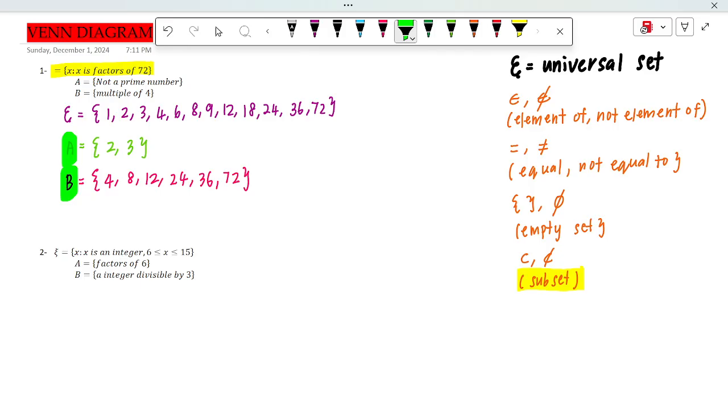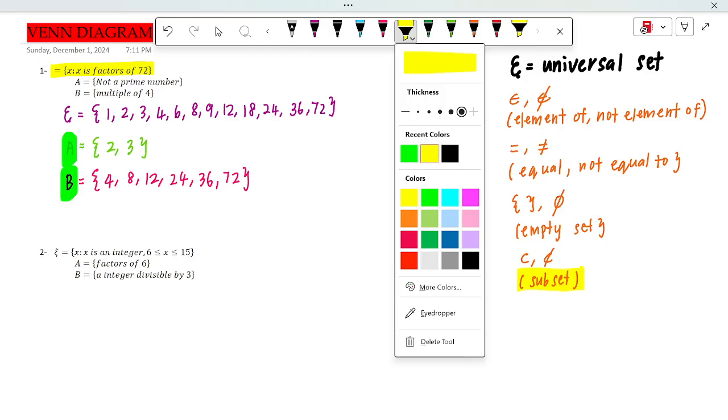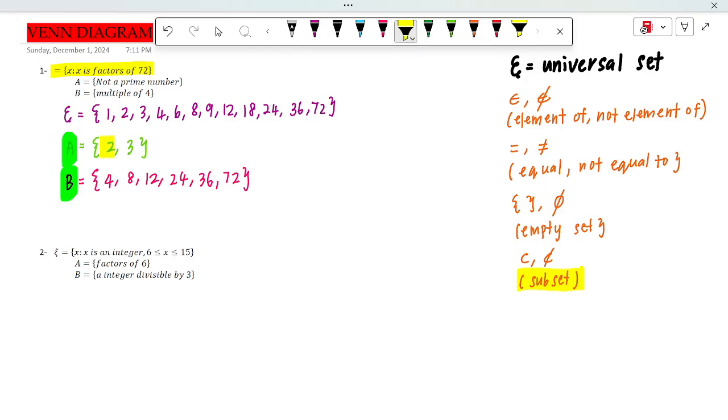So you have to draw 2 circles. Now you have to decide whether your circles will overlap each other, will they meet each other, or they will be 2 different separate sets. Okay, so you have to compare here whether you are sharing any similar elements between A and B or not. If you notice, there are no similar elements between A and B, so you're going to draw 2 separate circles.